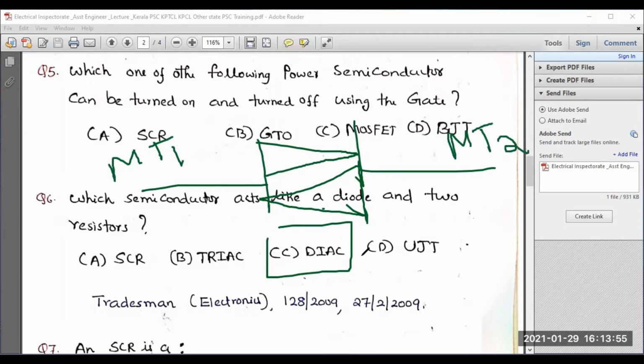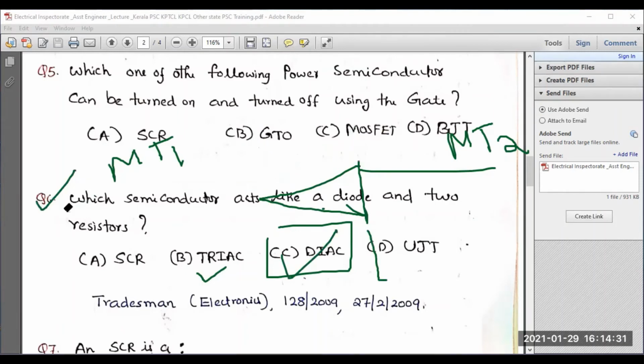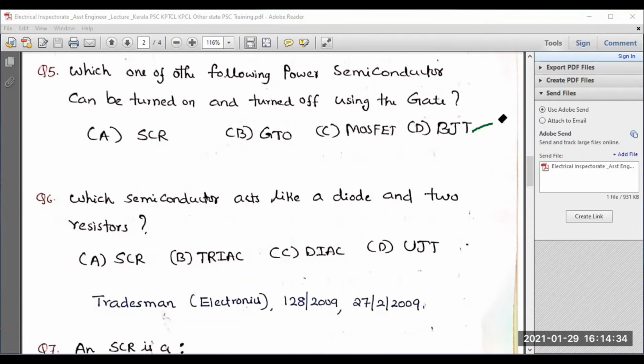The main application of a diac is that you can provide the turning on circuit for a triac. So the diac and triac combination will act as a voltage regulator. You can use the diac-triac combination for brightness control of a lamp. Diac means diode for alternating current. Triac is nothing but triode for alternating current. It is a controlled device, but diac is an uncontrolled device. Clear? SCR is a controlled device. UJT means unijunction transistor. You can turn on an SCR by using a UJT relaxation oscillator. However, regarding question number 6, the right answer is diac. Clear? So moving on to another question.